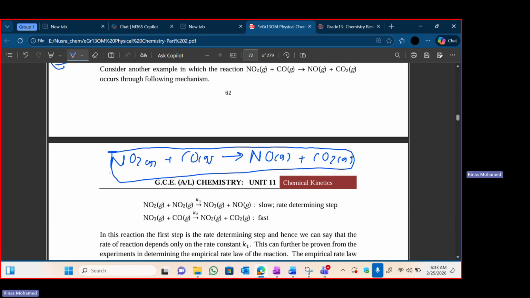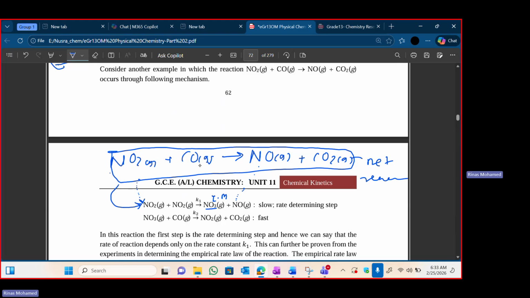This is the net reaction, but it happens in two steps. The first step is a slower step: one NO2 comes from here, and it reacts with another NO2 gas to form NO3 gas. This is the intermediate, and one product is coming from here, right?